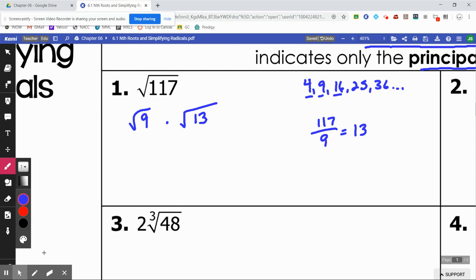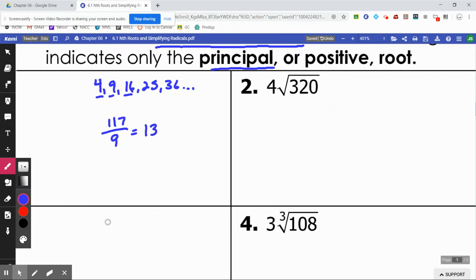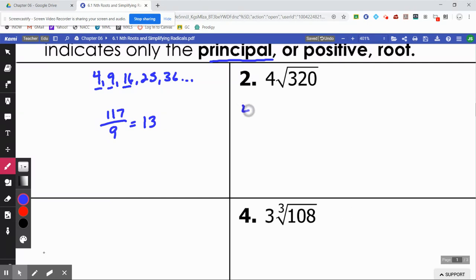Because now, since I know that the square root of 117 is the square root of 9 times the square root of 13, I can rewrite this as the square root of 9 is 3, and I do not know the square root of 13, so I leave it. So the square root of 117 simplified is 3 root 13. Number 2, if there's a number out front, we leave the number.